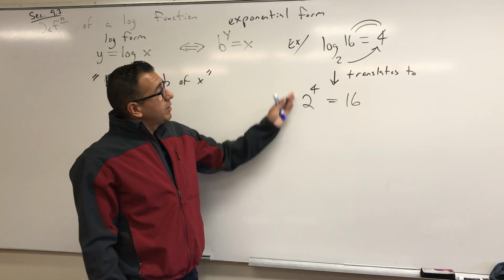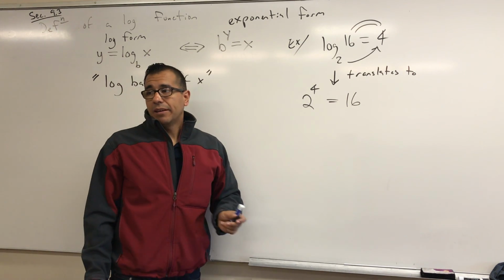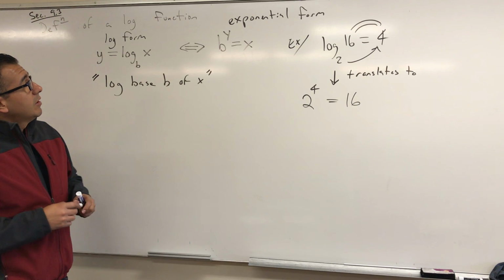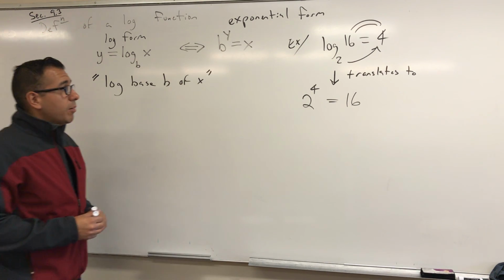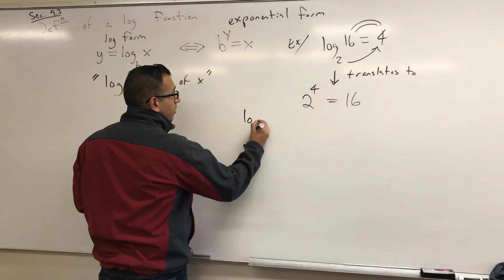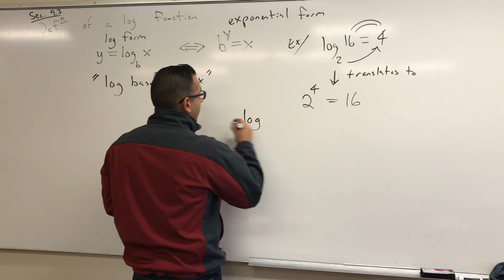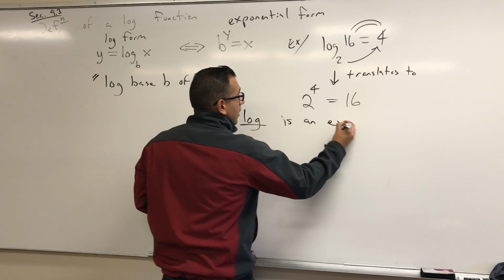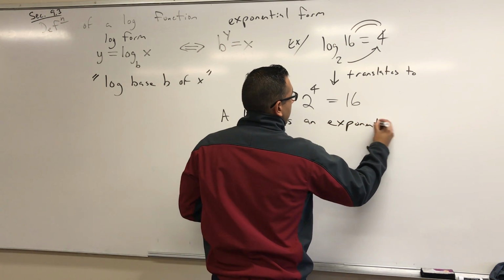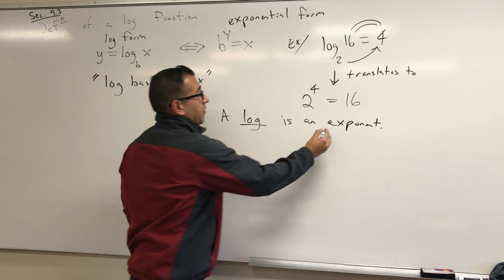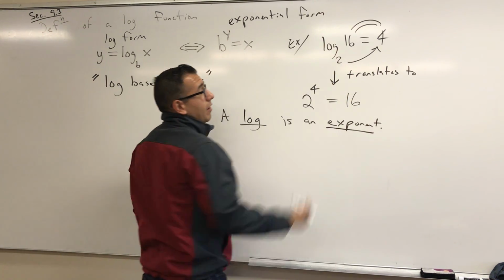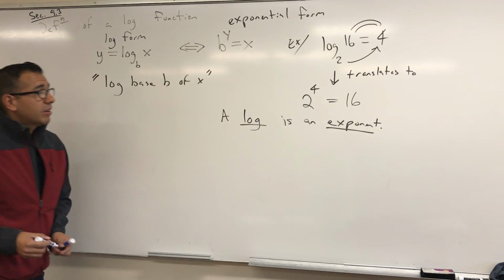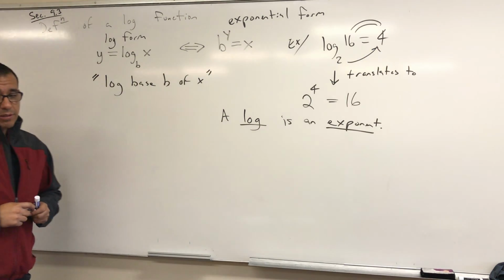So these two statements mean the exact same thing. A log is really an exponent. A log represents an exponent. So I'll say that'll be our chant: a log is an exponent. That's what I was really trying to find. When I'm trying to find the log of this, I'm really looking for that exponent over here.